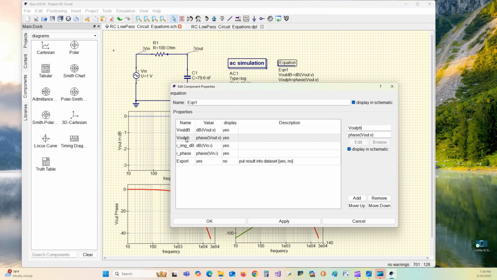Same with the V out phase. We do a phase of V out dot voltage. And the same thing with current, and that's the imaginary dB. We just named that, and it's dB, the current of the voltage in, the dB drop of that, and then we want to do the phase of that current, the voltage in phase. We built the table. We want to export all our data to a data set, but we don't want to display it. These we want to display. And that's our equation 1.